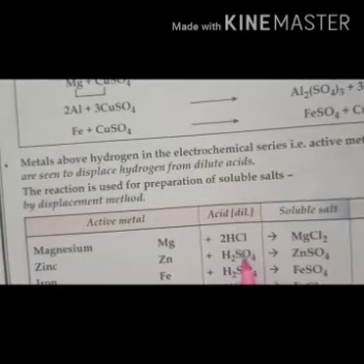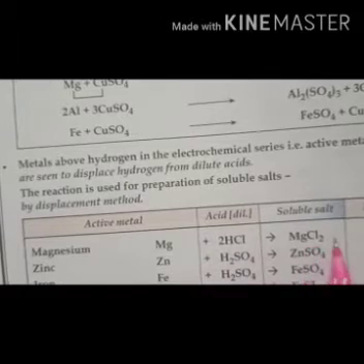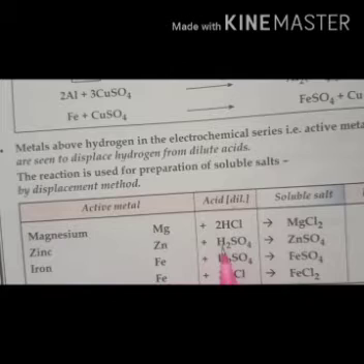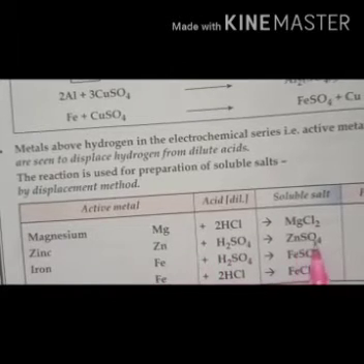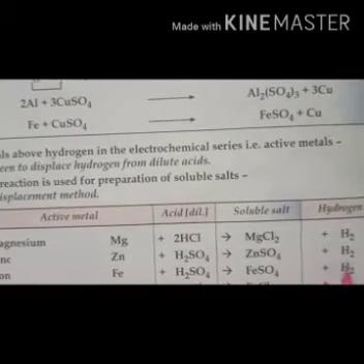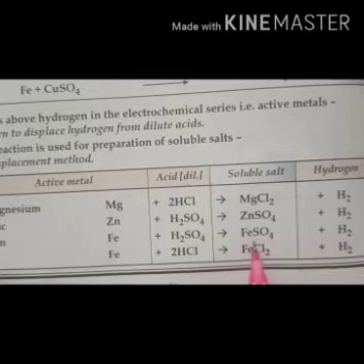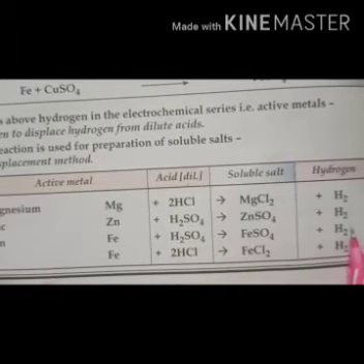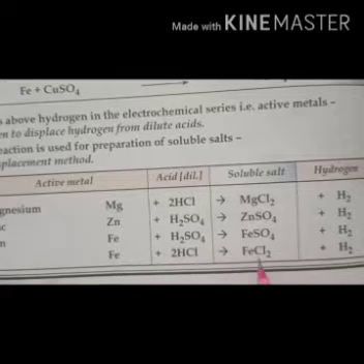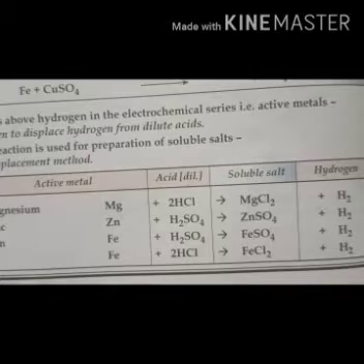Magnesium will react with hydrochloric acid. It forms magnesium chloride, as magnesium replaces the hydrogen. In the same way, when zinc reacts with sulfuric acid, zinc can replace the hydrogen and form zinc sulfate, and which gas is formed? Hydrogen gas is formed. In the same way, when iron reacts with sulfuric acid, it gives you iron 2 sulfate and hydrogen gas. And when iron reacts with dilute hydrochloric acid, it forms iron 2 chloride and hydrogen gas.